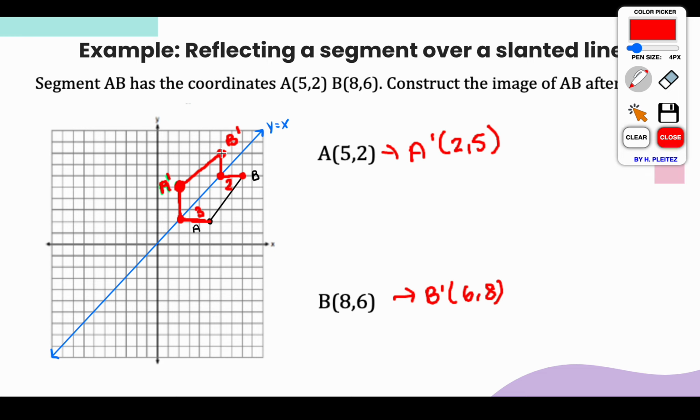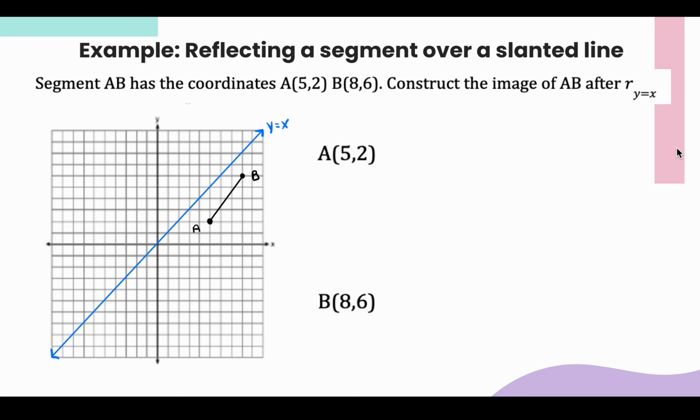So again, the only difference here is that you're counting in 2 directions. Since your line is slanted, you can't count just in one direction. You can't count diagonally. So to make sure we're precise, we count to the left and then we count up.